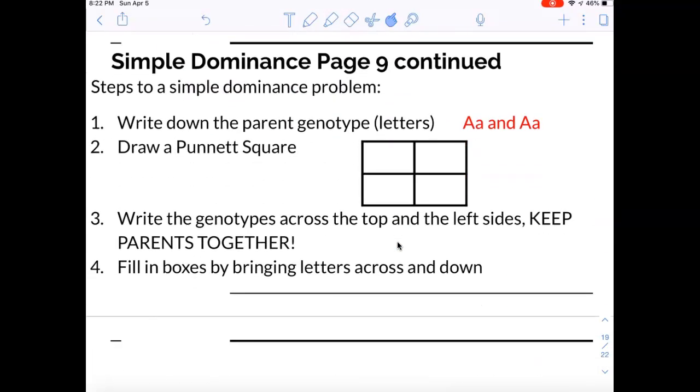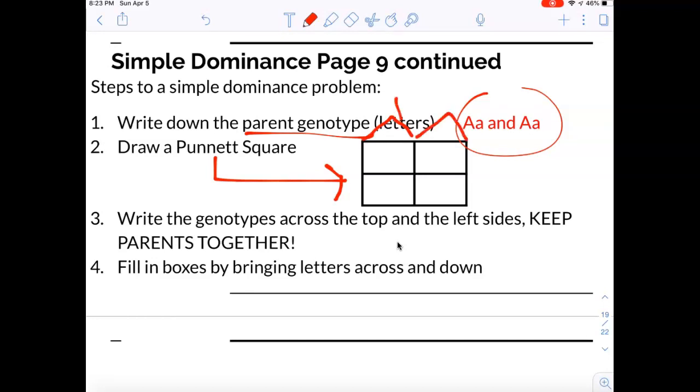So when you do a simple dominance problem, there are a series of four steps. You're first going to write down the parents' genotypes, which is the letters. You're going to draw a Punnett square. Now, a Punnett square looks like this. This is how we describe, or rather solve, problems involving genetics. The boxes represent each possible gamete a parent can contribute. So that would be like parent 1, and this would be like parent 2.